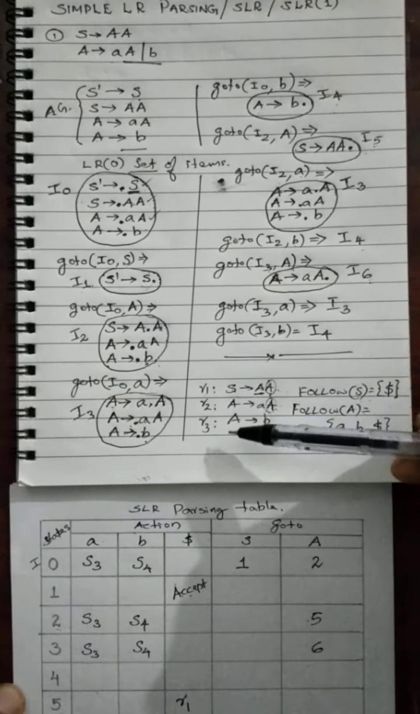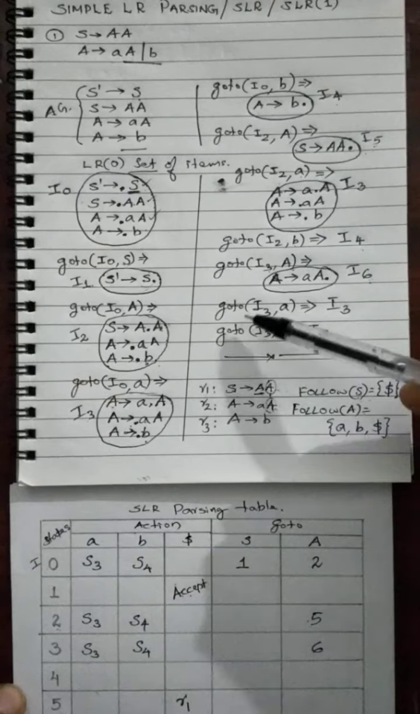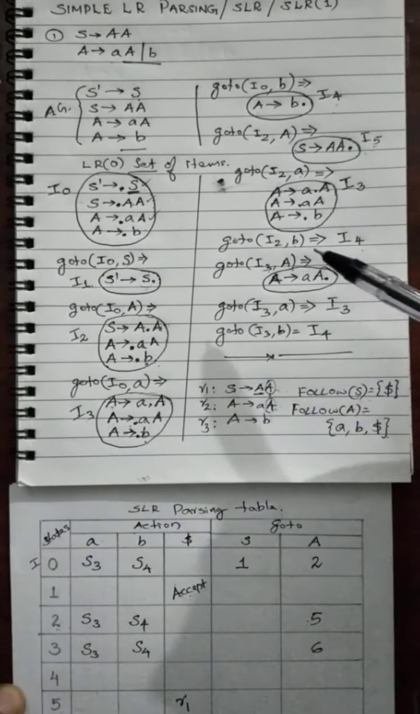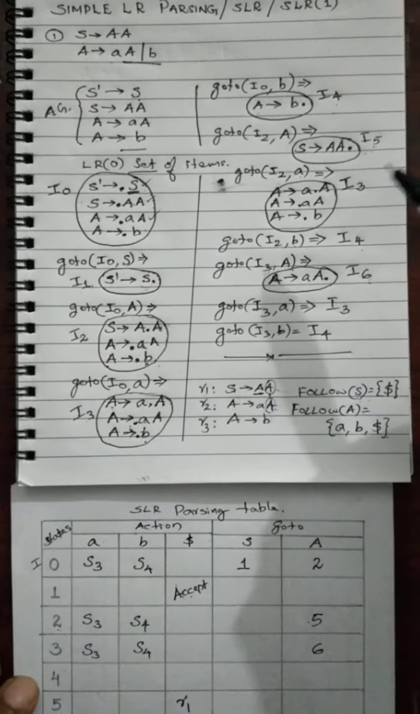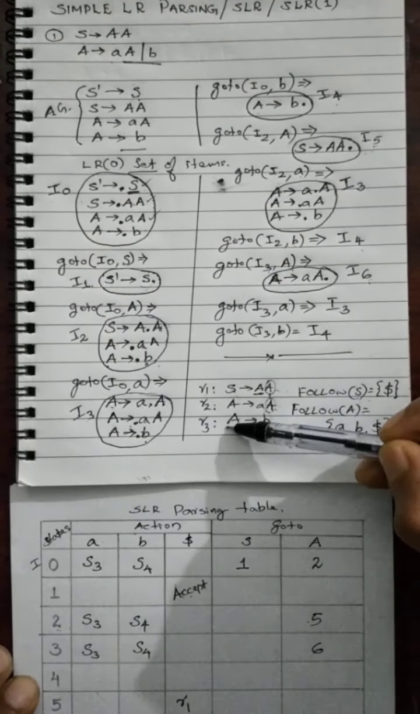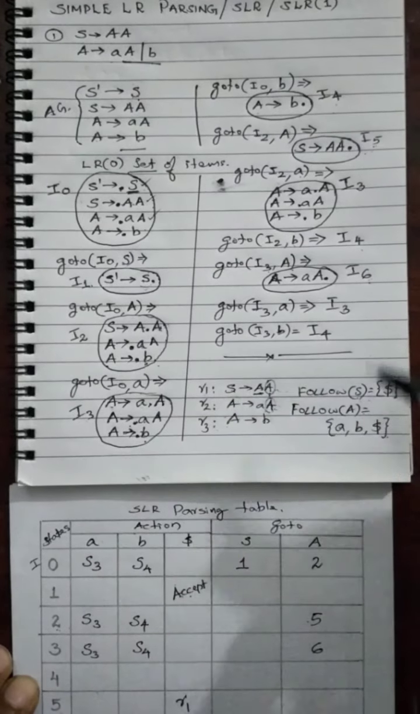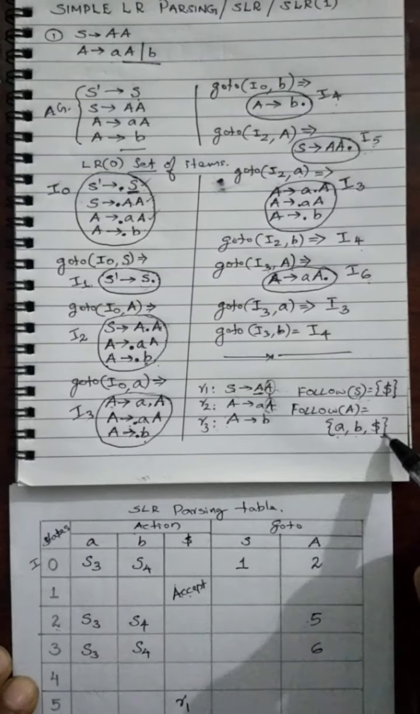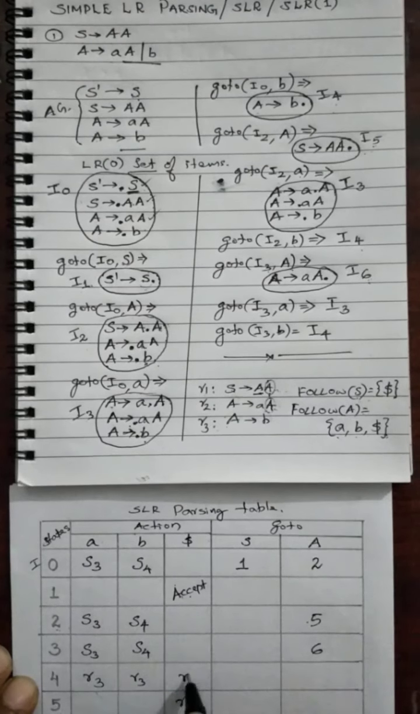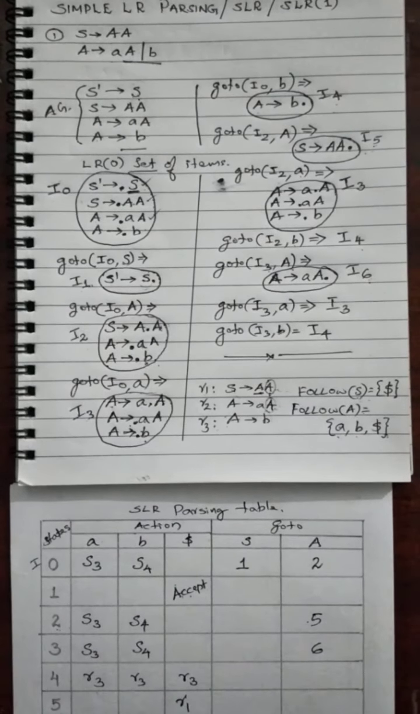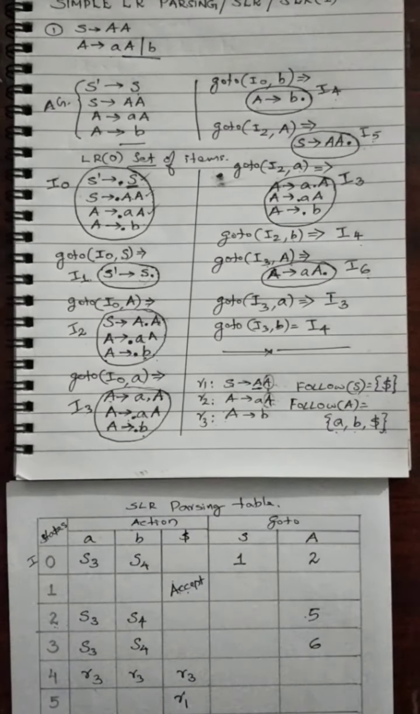Next, where to insert R3? Again, you have to find out A producing b dot. Where can you find A producing b dot? It's in I4. So in I4 you have to insert R3. Where will you insert R3? In follow of A. Follow of A contains a, b, dollar. So here you have to insert R3 in all three cells. Fine. So I hope this is clear. Thank you.